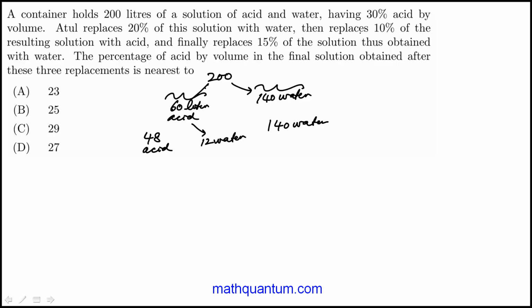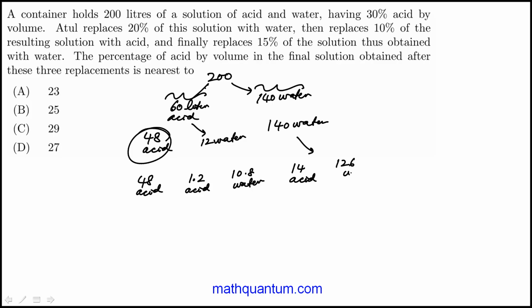Then we replace 10% of the resulting solution with acid. So the acid part will remain as acid. And for this part, 10%, we'll get 1.2 that will become acid, and the remaining, which would be 10.8, would be the water. Here, 10% would be replaced with acid, so we'll get 14 liters of acid, and then the remaining 126 would be water. And then finally, we replace 15% with water.